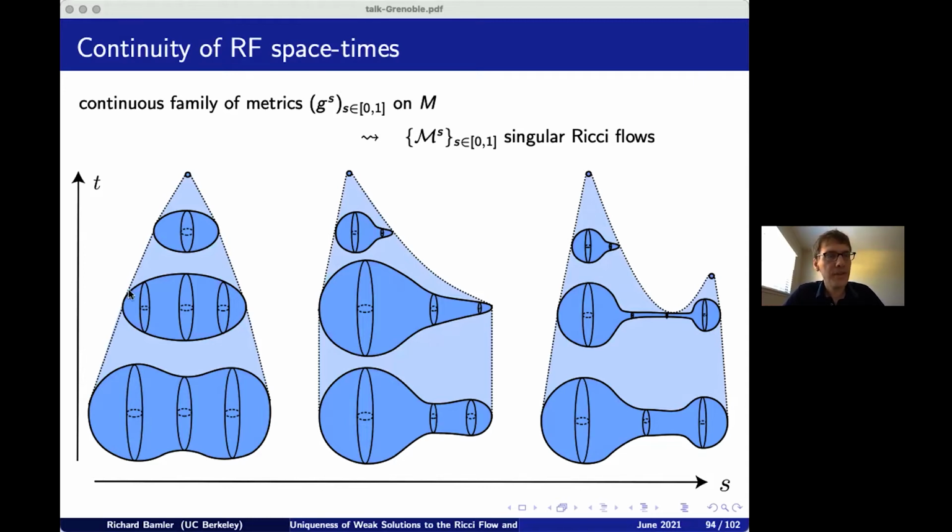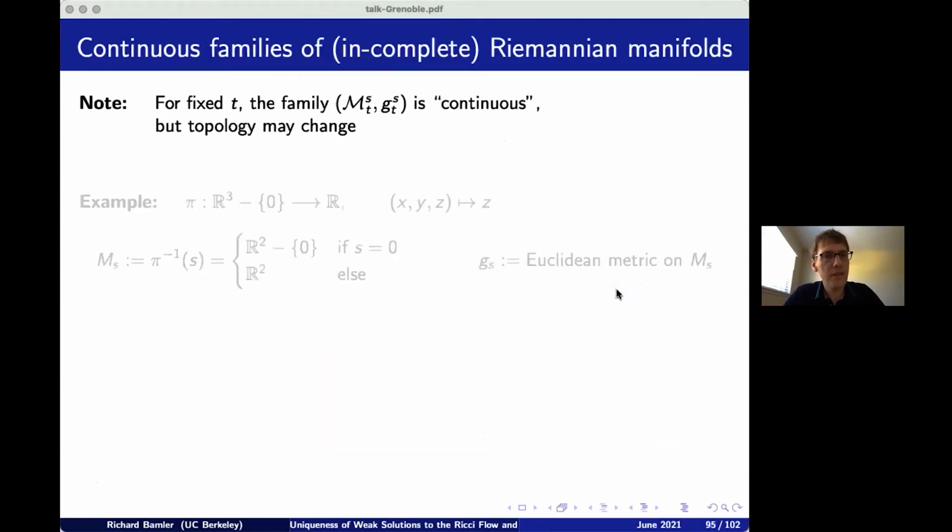So in other words, here the time t slice is a sphere, while here the time t slice consists of two manifolds that are diffeomorphic to a sphere. Okay. So the topology of these time slices may change as we vary the parameter. Maybe another way of saying this is also, if we just look at a singular Ricci flow, we have the same issue already. If we change t, then the topology of the time slice may also change, right? But there's still some sense of continuity. And so how do we express this?